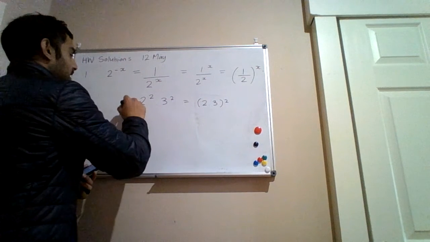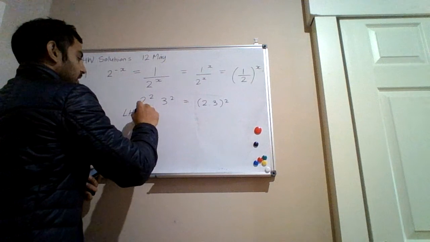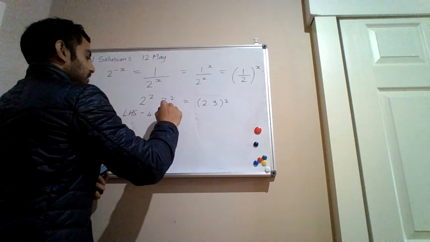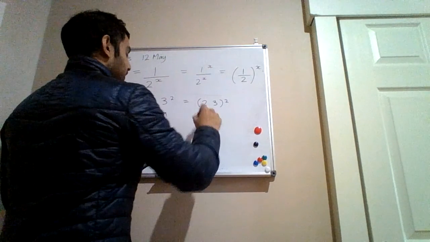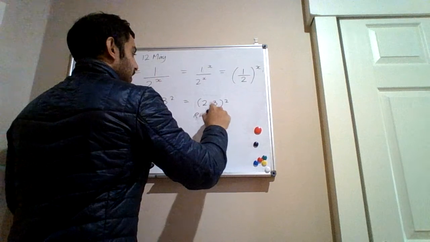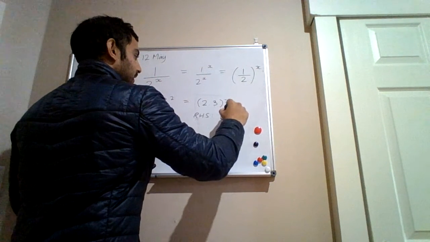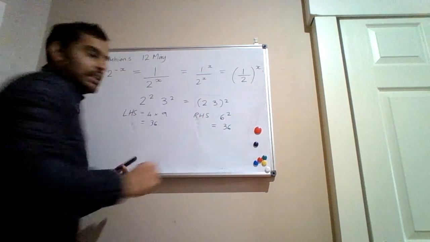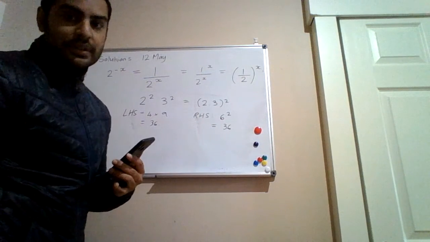So let's check this works. If we look at the left-hand side, we've got 2 squared, which is 4, and 3 squared, which is 9. That gives us 36. And on the right-hand side, we've got 2 times 3, which is 6, and that's squared. So 6 squared also gives us 36. So we can see that this rule works with numbers.